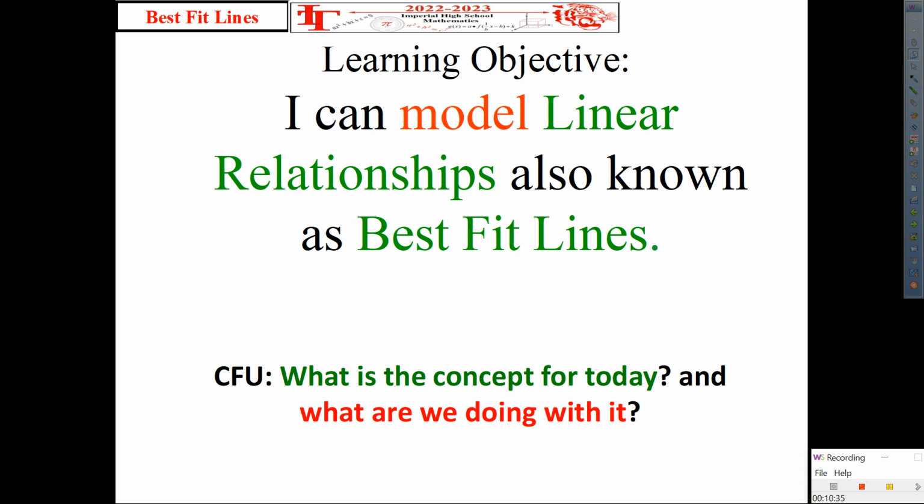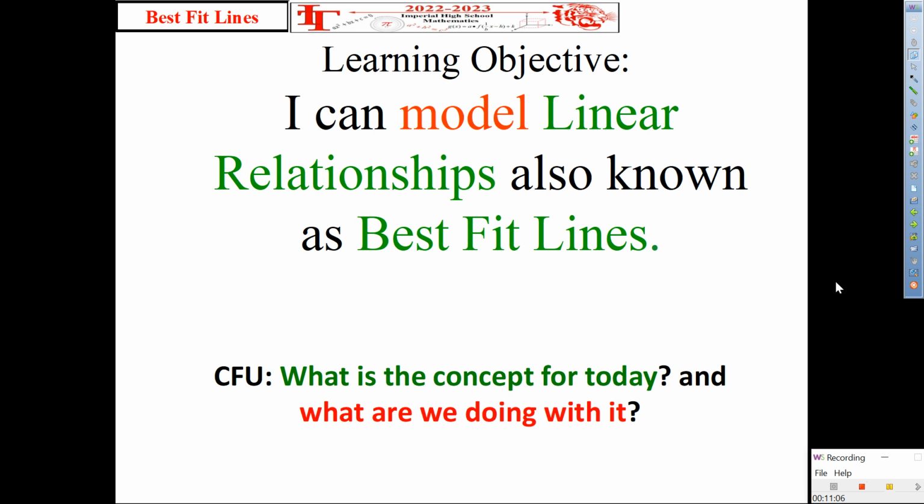So our objective for today: I can model linear relationships, also known as best fit lines. Copy that at the bottom left.